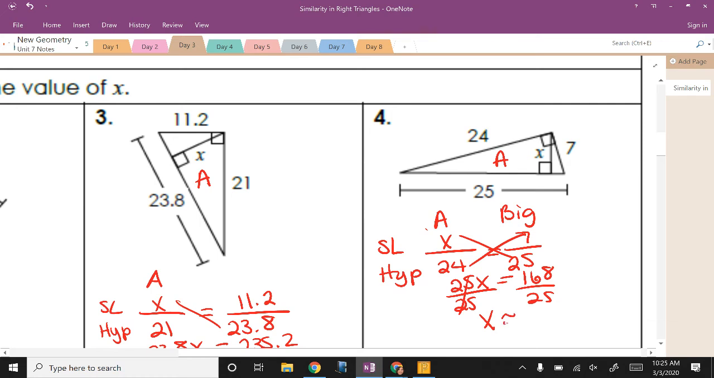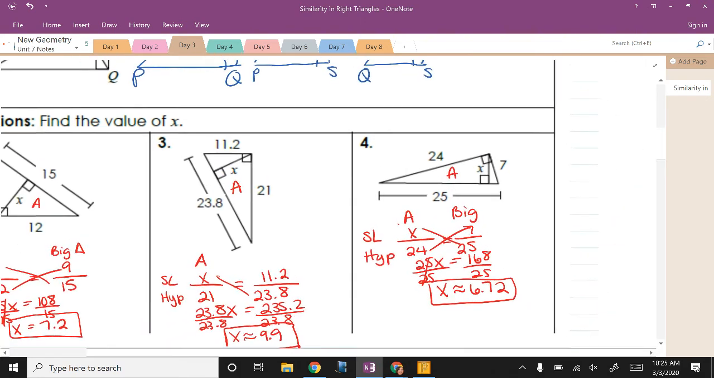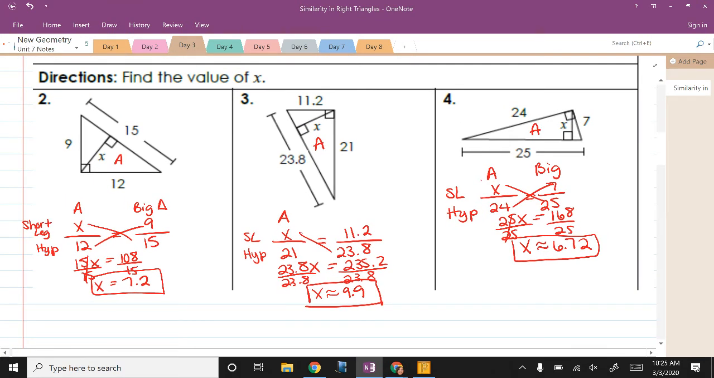X is approximately what? 6.72-ish? Okay. All right. So that's how you find missing sides of right triangles when they are similar. You set up proportions. Label, label, label. I promise it helps.